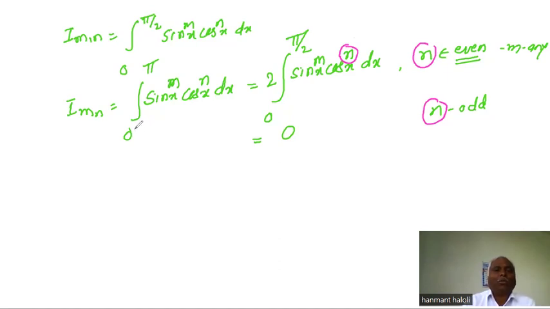When the integral is converted from 0 to pi into 0 to 2 pi, you check the power of the cosine term. If the cosine term's power is an even number, only then it exists. Otherwise it becomes 0.